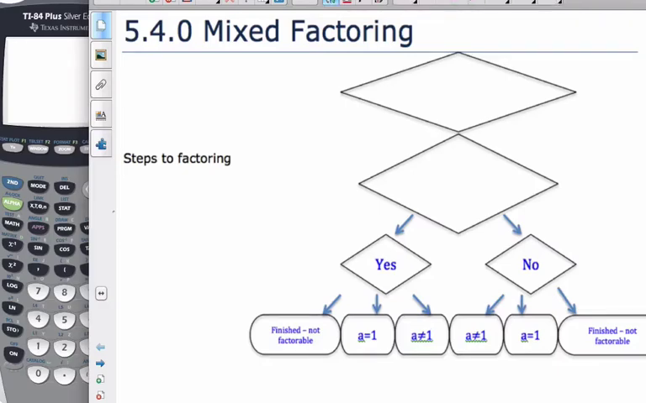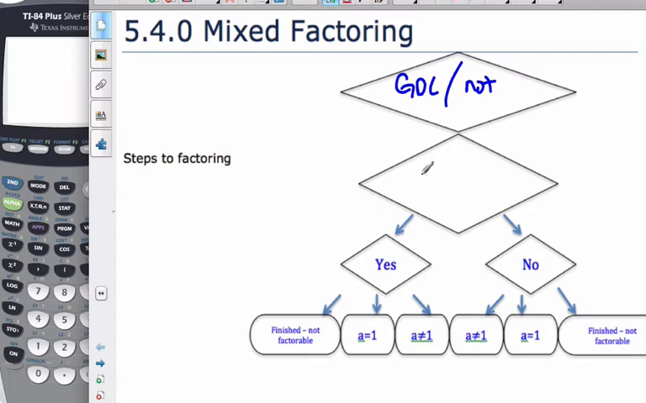Okay, everyone, now we're going to do some mixed factoring. We're going to put it all together, and it could be any kind of factoring available to us. And when we're doing factoring, the first thing we have to consider is, do we have a GDC or not? If we have a GDC, use it. It helps us out. If not, then we have to do that too.